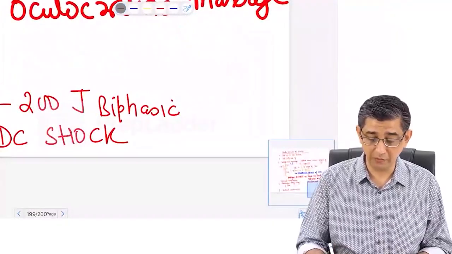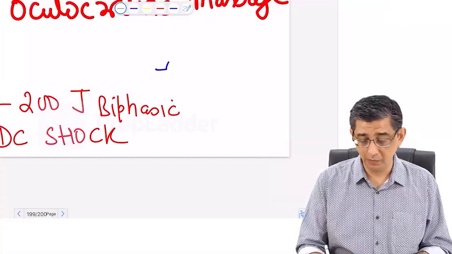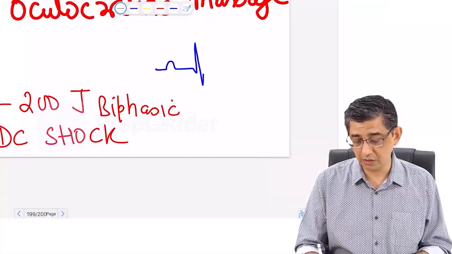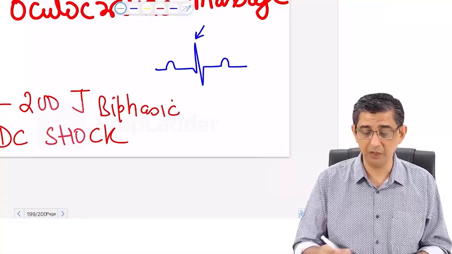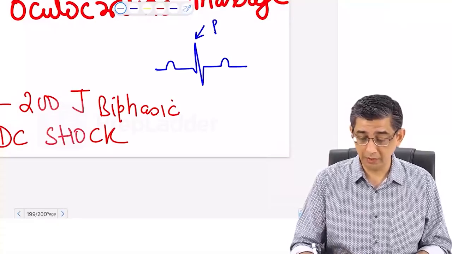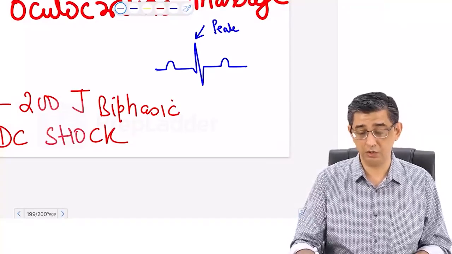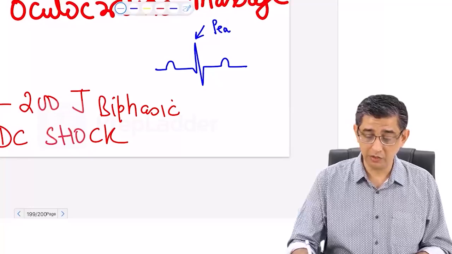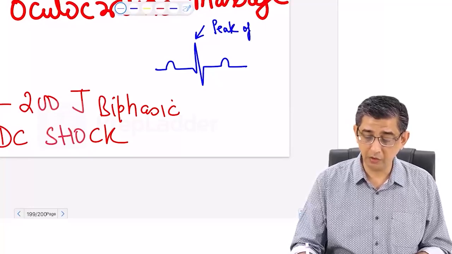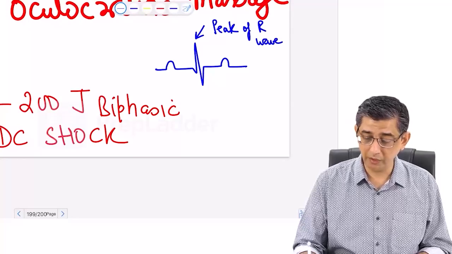Listen to this part very carefully, though it is taught in anesthesia also. The meaning of the word synchronized DC shock is that the computer will fire the impulse at the peak of the R wave. You will also read about terms like non-synchronized DC shock. So synchronized basically means at the peak of the R wave, the computer will automatically recognize the R wave.